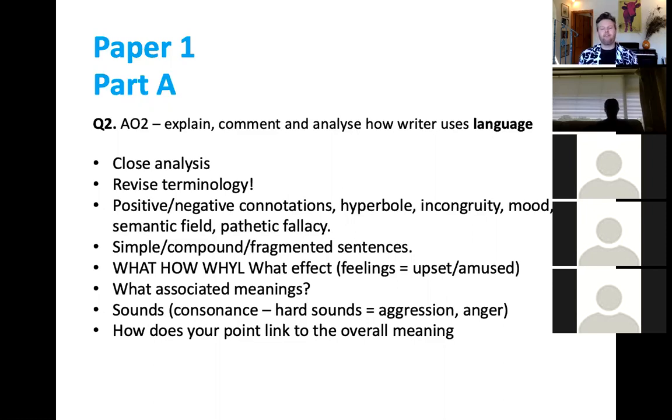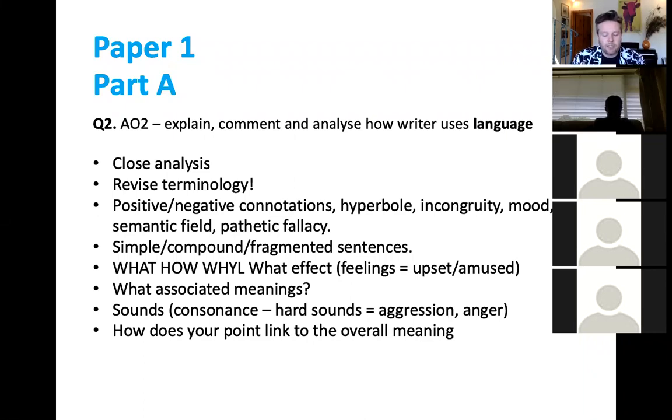So, for instance, if the writer has used incongruity or pathetic fallacy, why? Why have they done that? And it's usually to make you feel something. That's the effect on you. Is usually your emotions. Almost all writing, in fact, is about feelings and emotions.